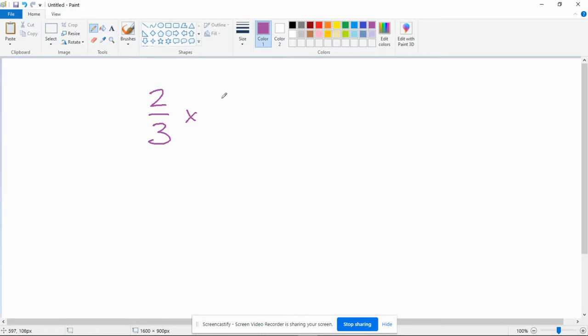2/3 times 5/6. You just multiply the top, the numerators, you're going to get 10. Multiply the bottom, the denominators, you get 18. Now you might want to make that lowest terms, so you think what number goes into both. I can divide them both in half, which would give you 5/9, and that would be lowest terms.